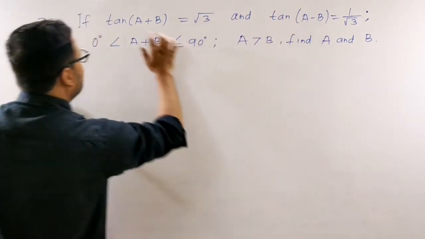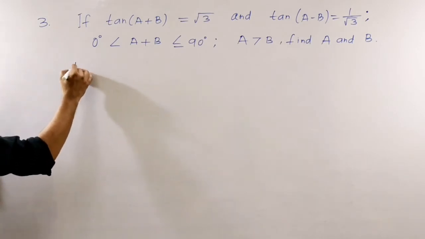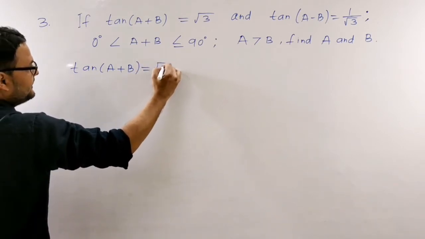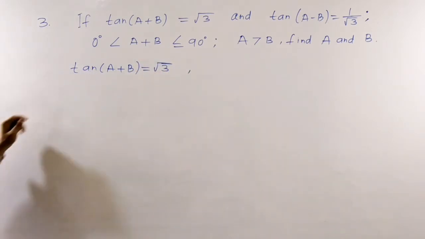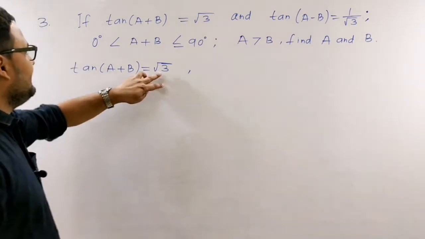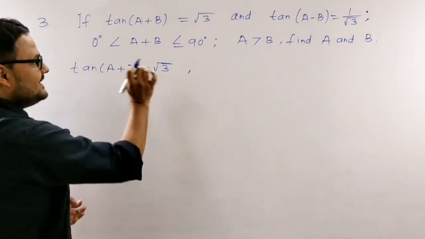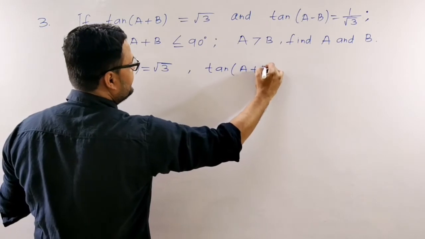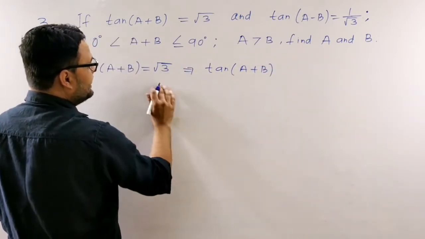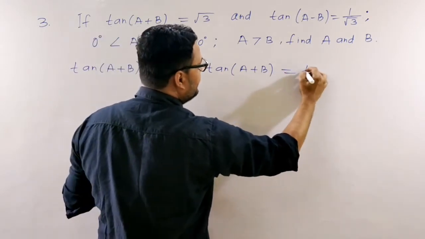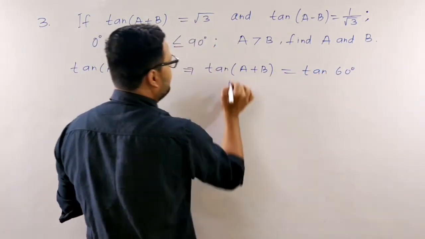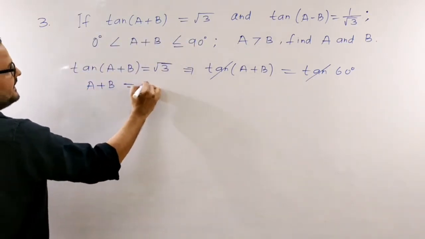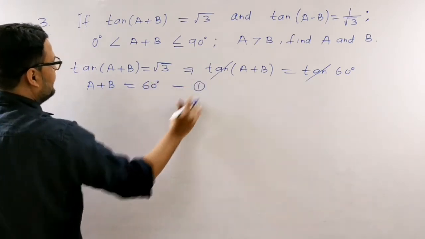Think about this and this, like tan(A plus B). So let me write tan(A plus B) equals root 3. Now think about tan. In tan, root 3 equals what? Tan 60 equals root 3. So I can write tan(A plus B), and root 3, I told you, equals tan 60 degree. Tan got cancelled. So what did I get? I got A plus B equals 60 degree. Make it equation 1.